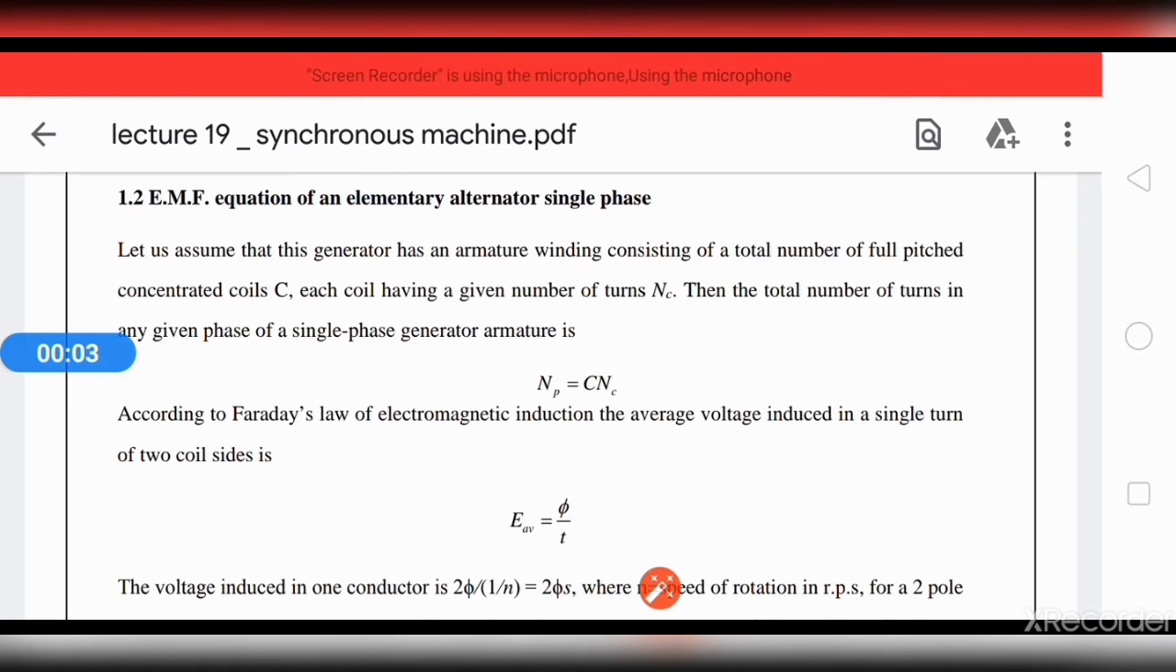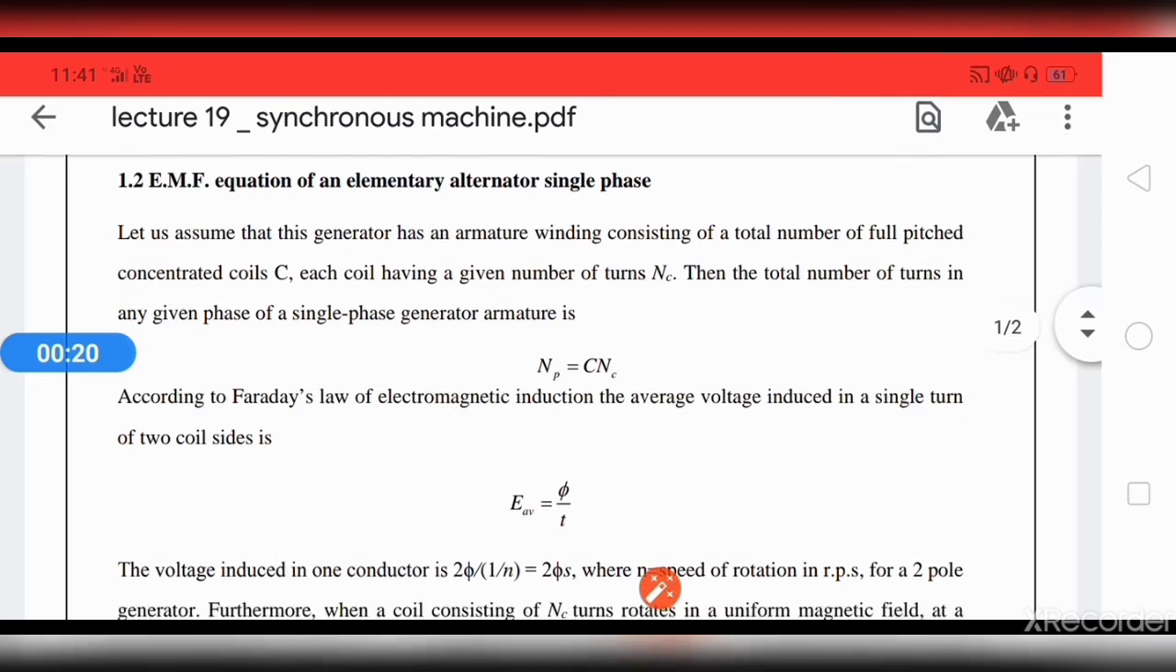Hello everyone. Today we are going to discuss lecture number 19 of synchronous machine: EMF equation of alternator synchronous machine. In this lecture we are going to discuss how EMF is induced in the synchronous machine.